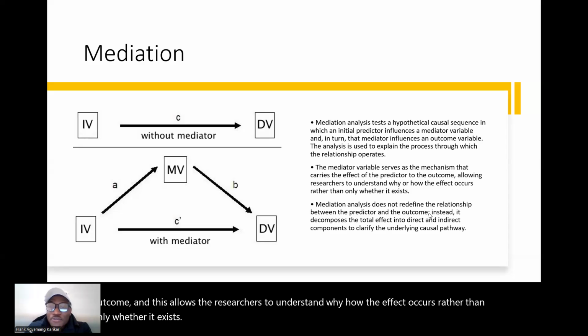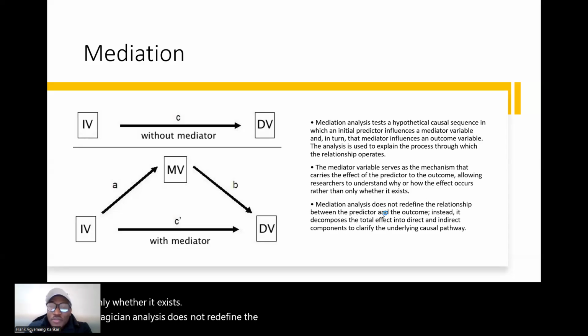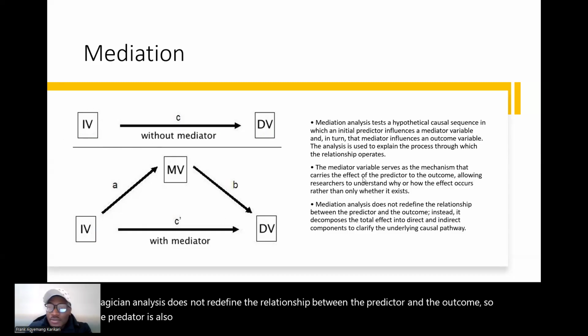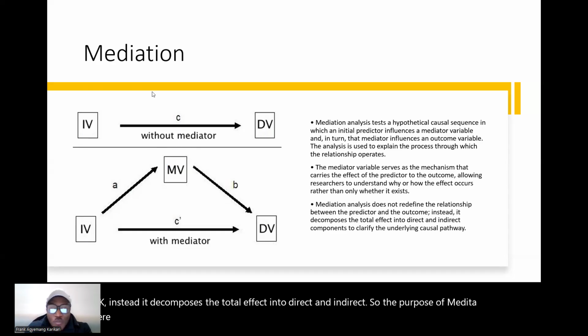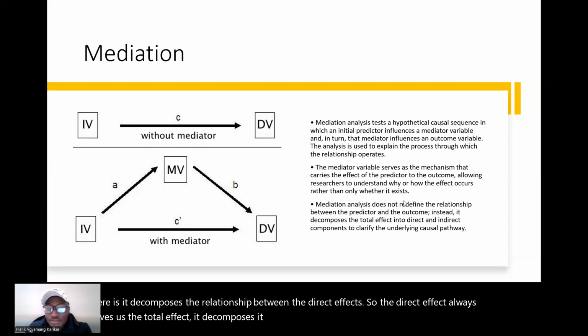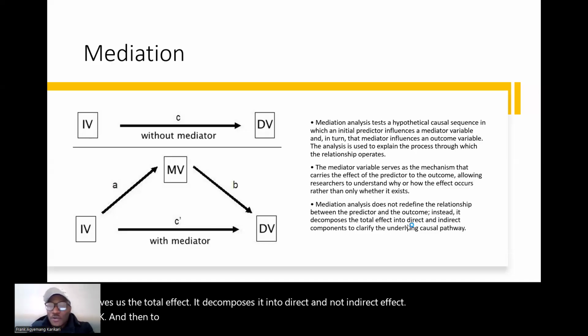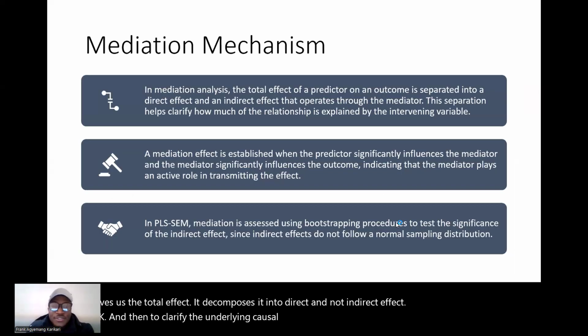Mediation analysis does not redefine the relationship between the predictor and the outcome. So the predictor is also known as the independent variable. Instead, it decomposes the total effect into direct and indirect effects. So the purpose of the mediator here is that it decomposes the total effect. It decomposes it into direct and what, indirect effects. Okay. And then to clarify the underlying causal pathways. So let's look at the mechanism.